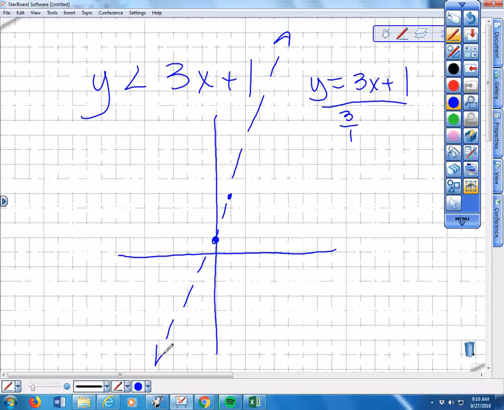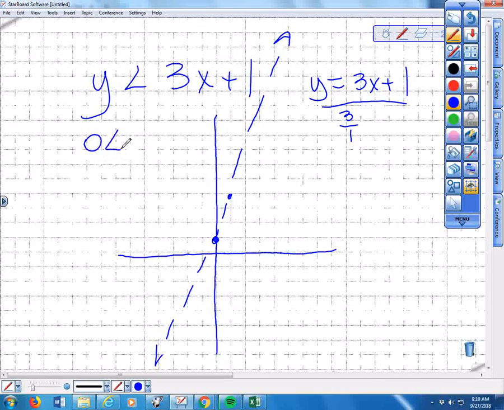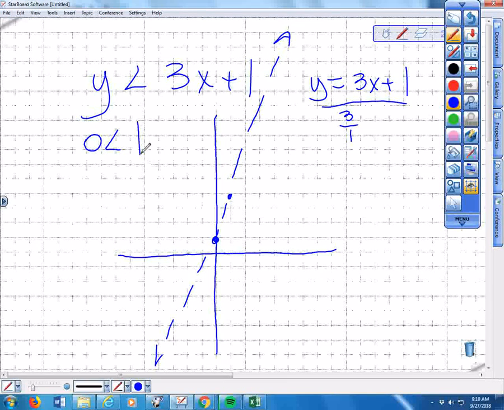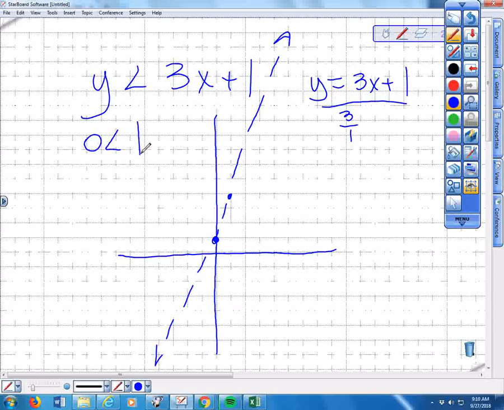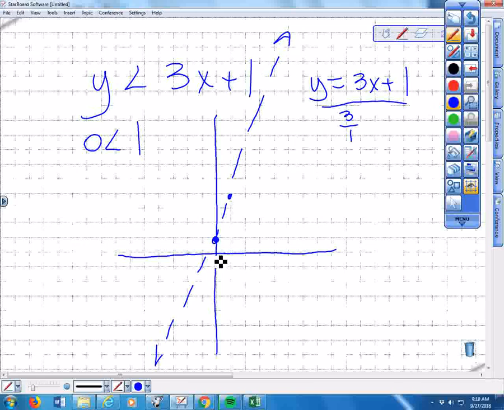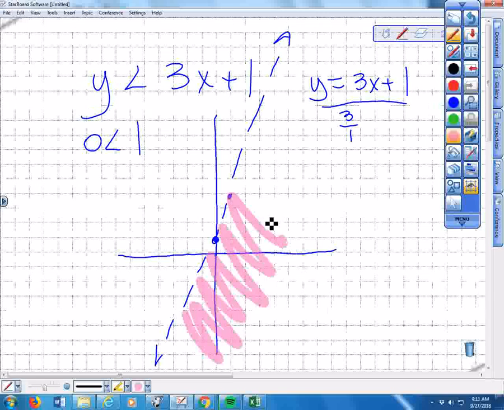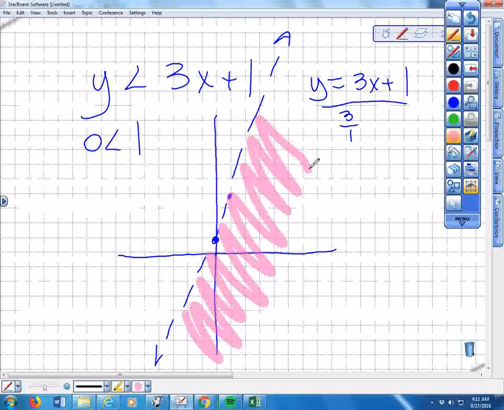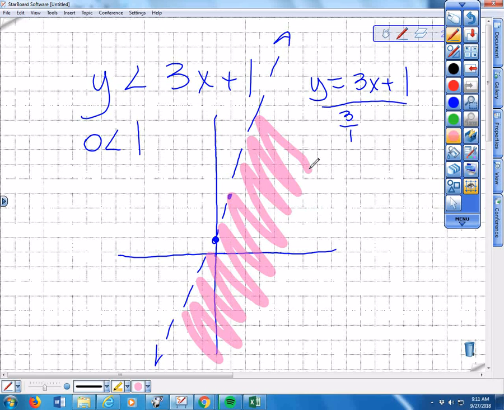And when I say use it as a test point, all we're going to do is plug in 0 for y, 0 for x, which just drops the 3x altogether, right? And we have 1. Now we're going to ask ourselves, is this true? Is 0 less than 1? Yes. Okay? Because 0 is less than 1, the point 0, 0 is included in the shading. So when I go to shade, I'm going to shade this side of the line. Because 0, 0 is one solution out of an infinite number. But 0, 0 is a solution to the shading. So that's the side I shade on.